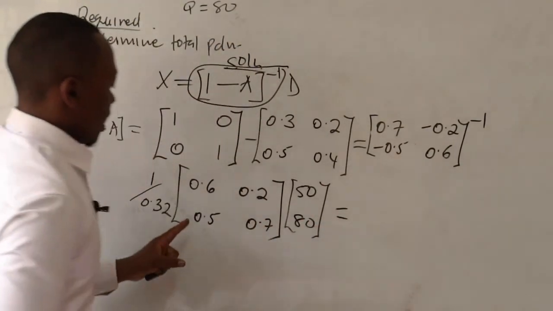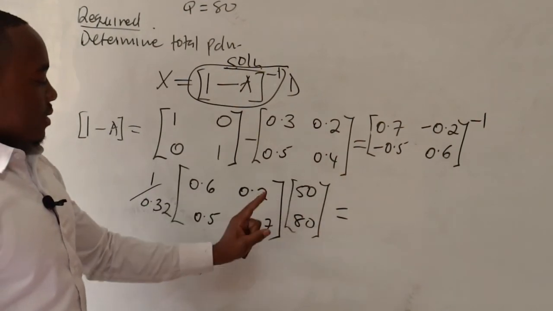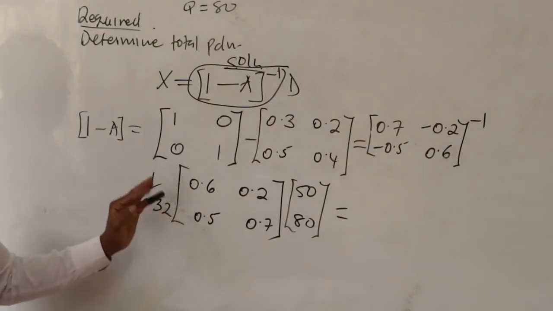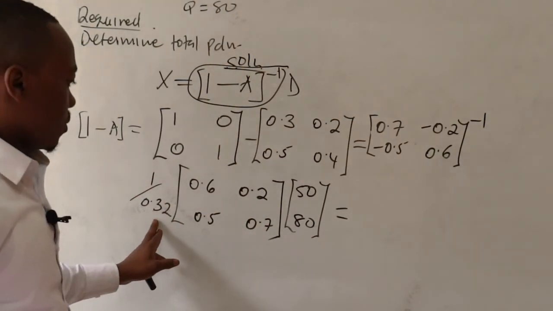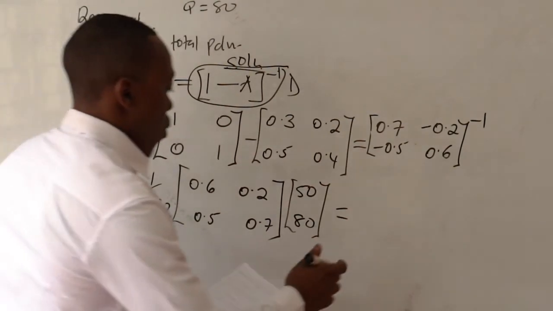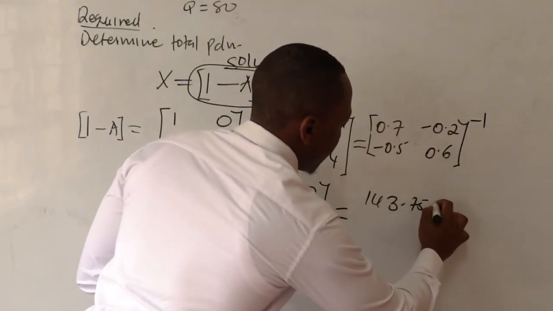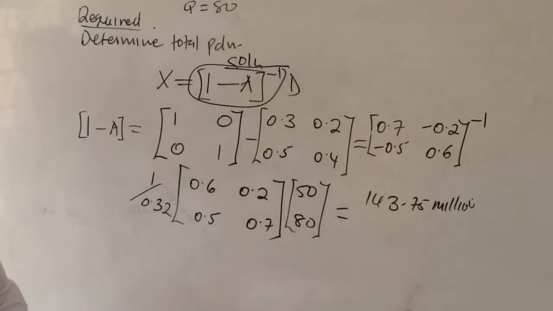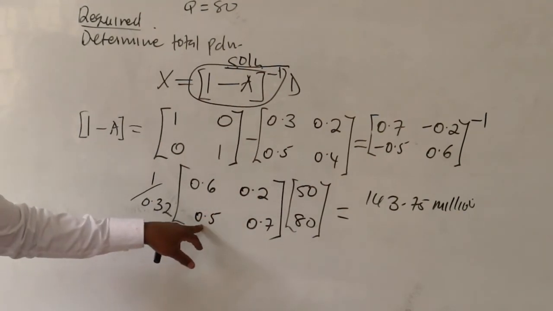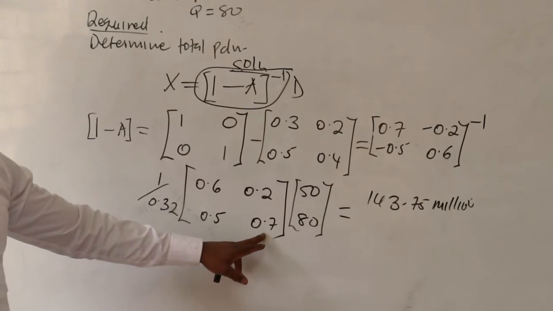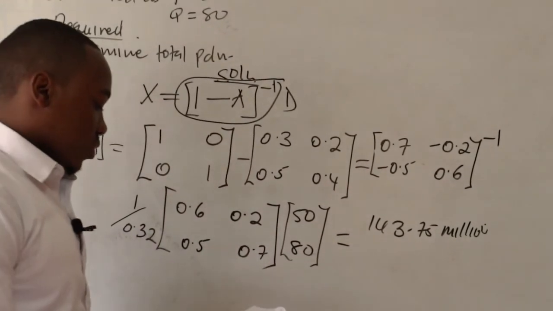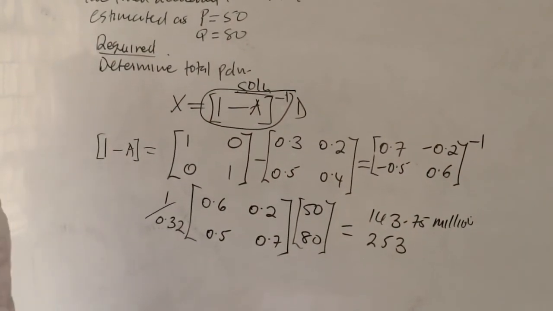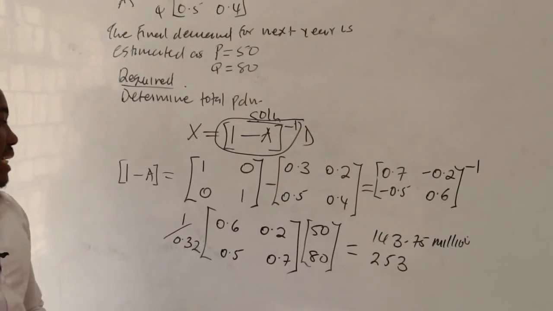In that case, you take 0.6 times 50 plus 0.2 times 80. Then you multiply by 1 divided by 0.32. And in that case, you will have 143.75. They were in million, sorry. This was 50 million, this was 80 million. And then, to get Q, you take 0.5 times 50 plus 0.7 times 80. And in that case, you should get 253. So that's how you compute the total production.